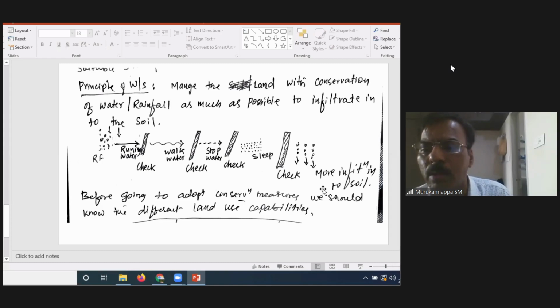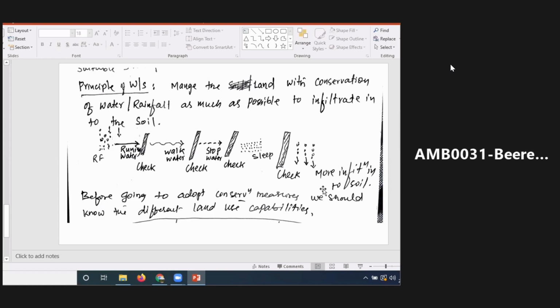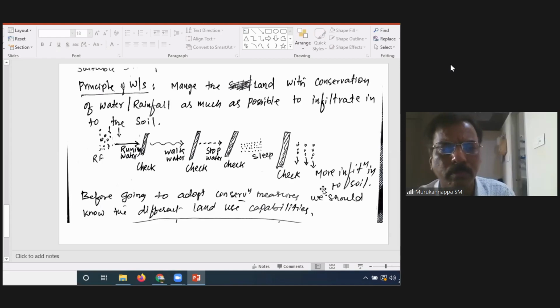This is the principle behind the watershed. Yes, sir. Okay, did everyone understand? Yes, sir. So before going to adopt, yes, this is the principle we have to follow. Before adopting the conservation measures, we should know the different land use capability.